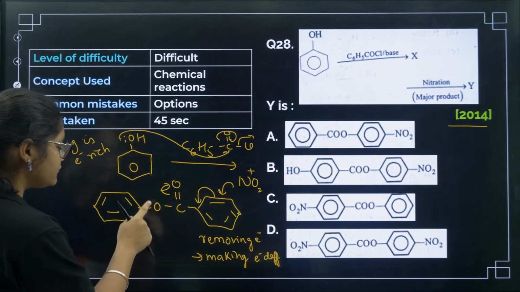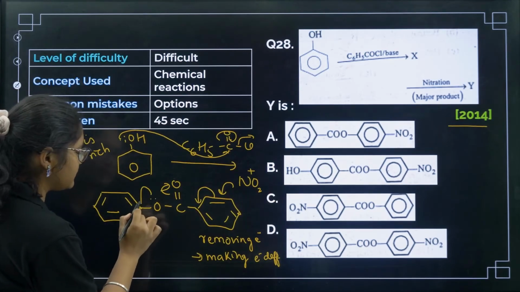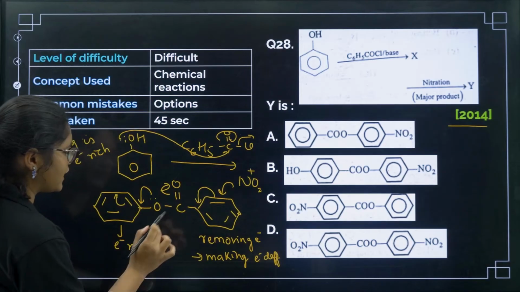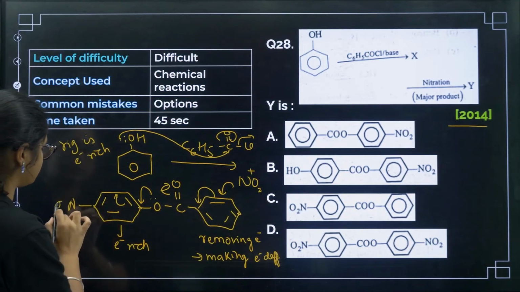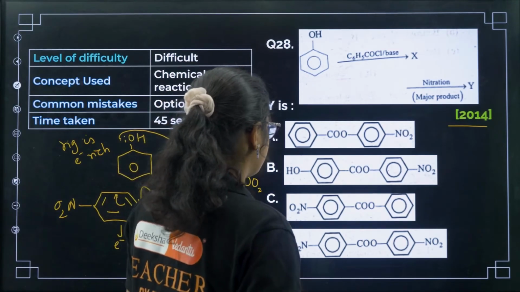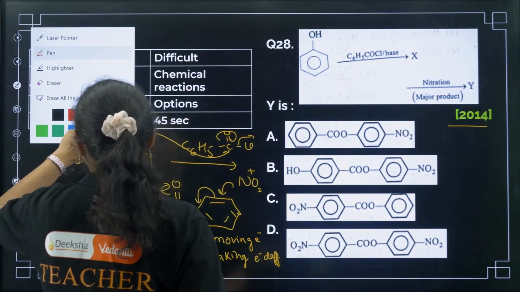No, right? But if you see here how the resonance takes place, like this, right? This ring is electron rich. So the nitro group will be attached at the para position of this particular ring. Okay, so now you can be confused with the options here.